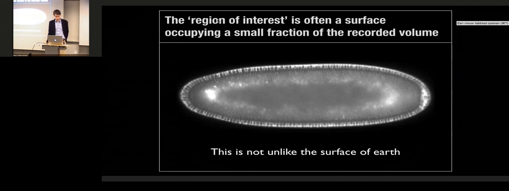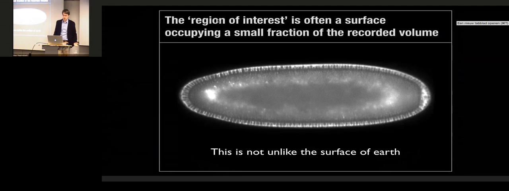But luckily, it's not completely hopeless because in this case and in many other cases, and I'll give you a whole range of examples, everything that we're interested in is happening in a very small fraction of the total volume that's being recorded, because in the early fly embryo, all the cells are sitting in a single layer on the surface of the egg, right? And so rather than a region of interest, there is a surface of interest, and outside that surface of interest, 99% of the boxes being recorded don't contain anything we want to know.